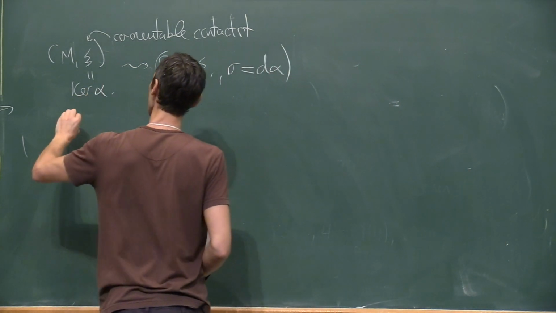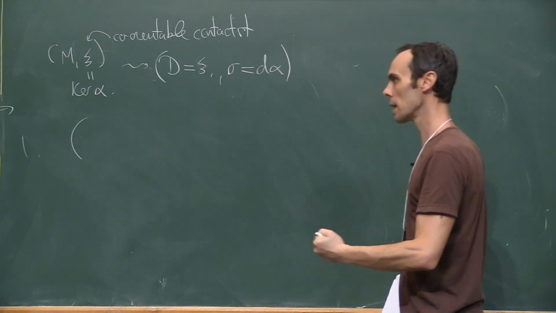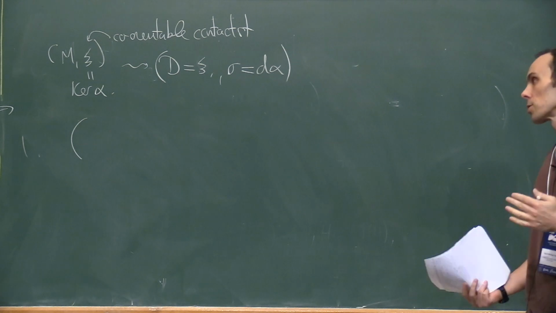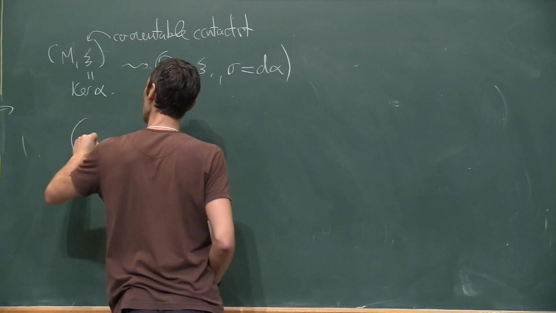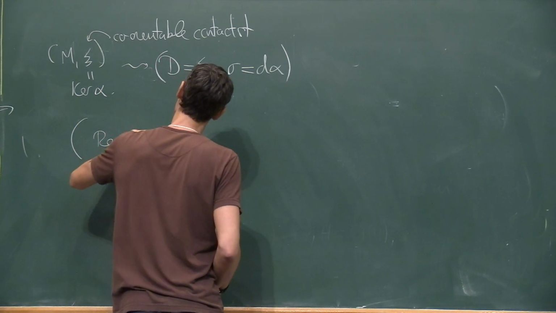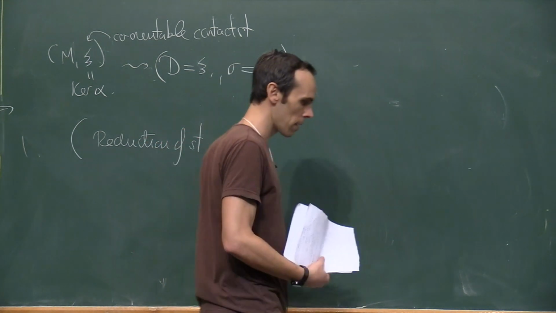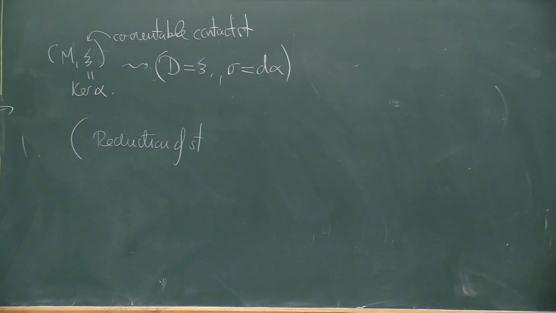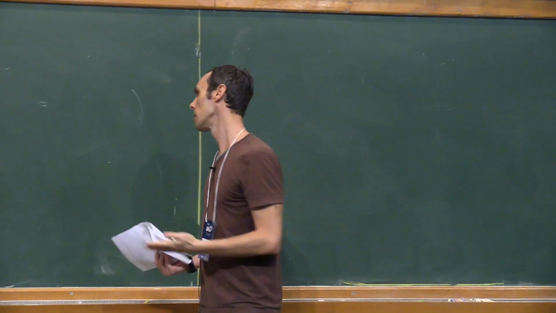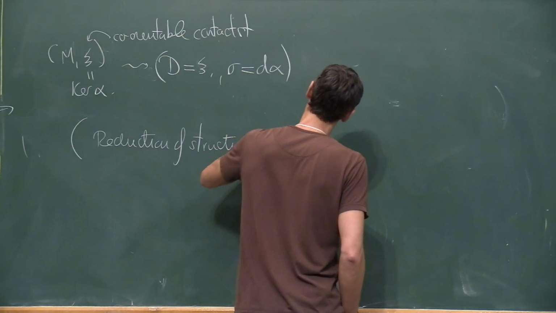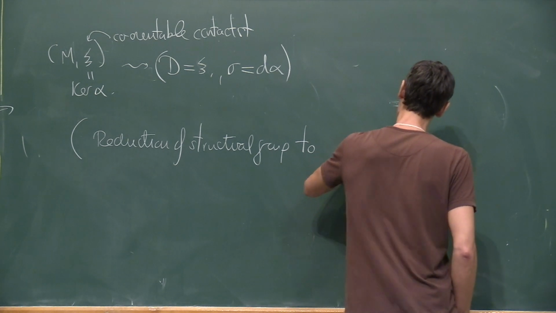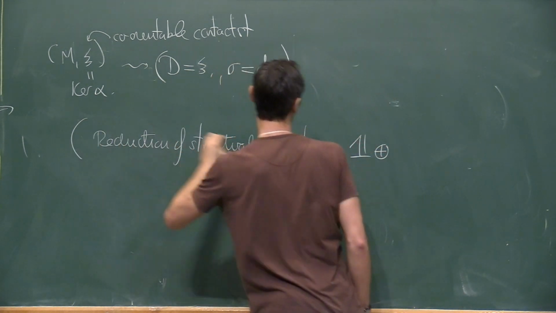So let me also tell you that equivalently, you can introduce these almost contact structures using reduction of the structural group of the tangent bundle of your manifold. This reduction of the structural group is simply: you have the bundle of frames of the tangent bundle, and a reduction means that you can choose nice frames which are invariant with respect to some structure. So reduction of the structural group to the following: 1 plus Sp(n).